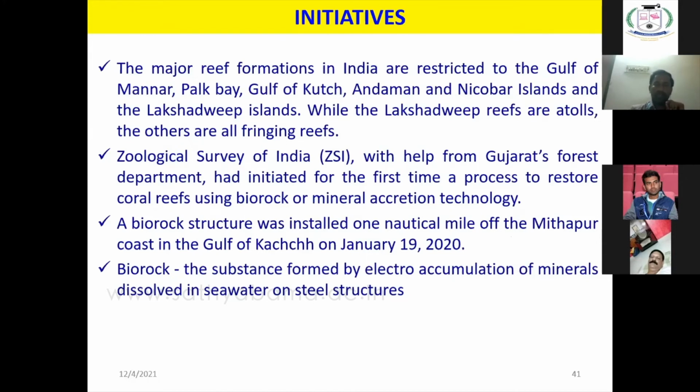Biorock deals with electrochemistry, where a substance is formed by electroaccumulation of minerals dissolved in seawater on steel structures.